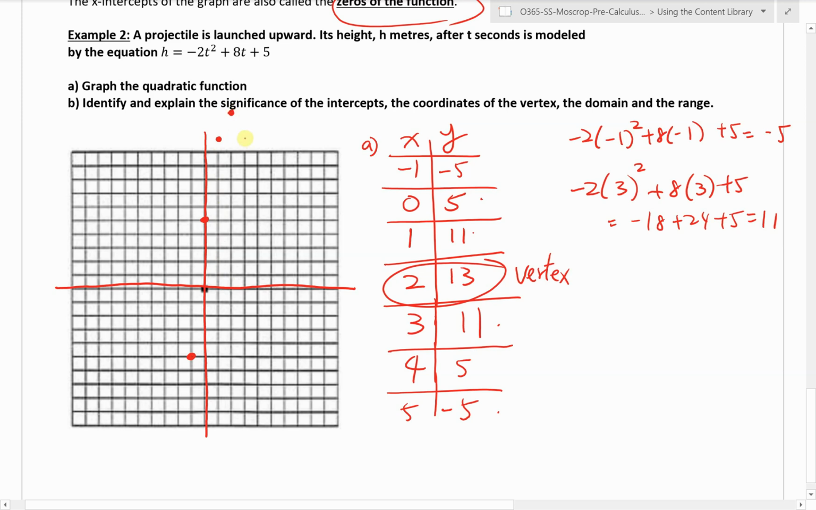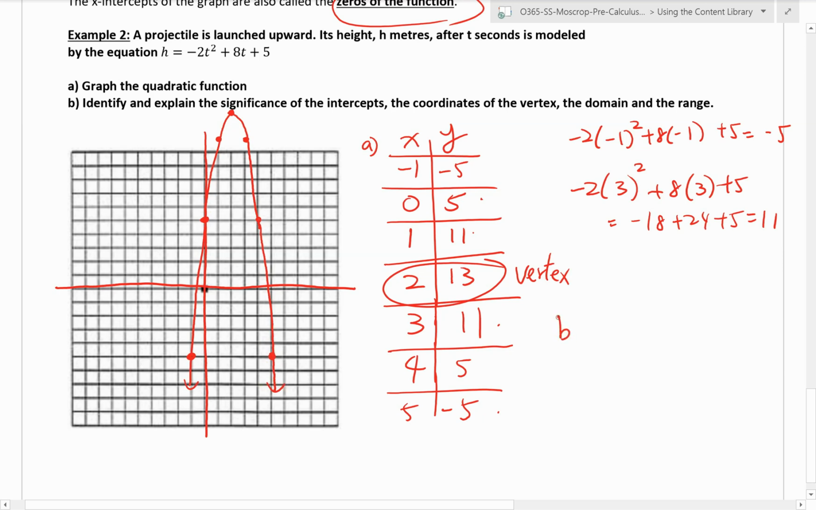And then 3, 11 goes back down. 4, 5 goes back down. 5, -5 goes way back down over here. Okay, so here is the parabola. Okay, so this is the function. Okay, so that's part A.